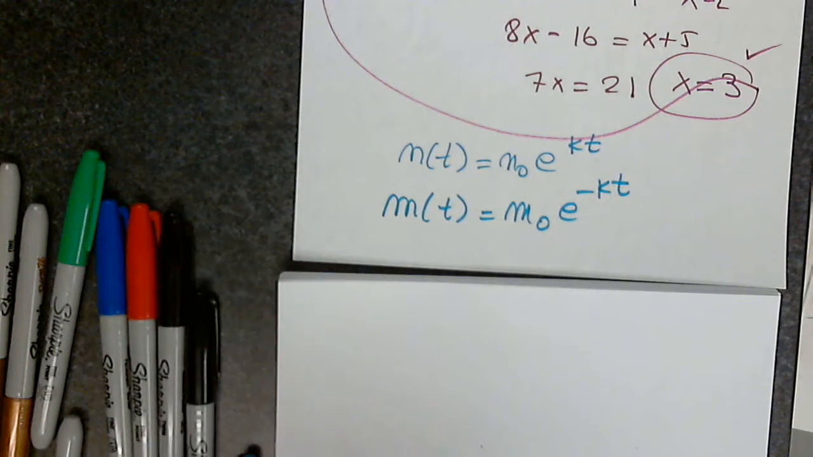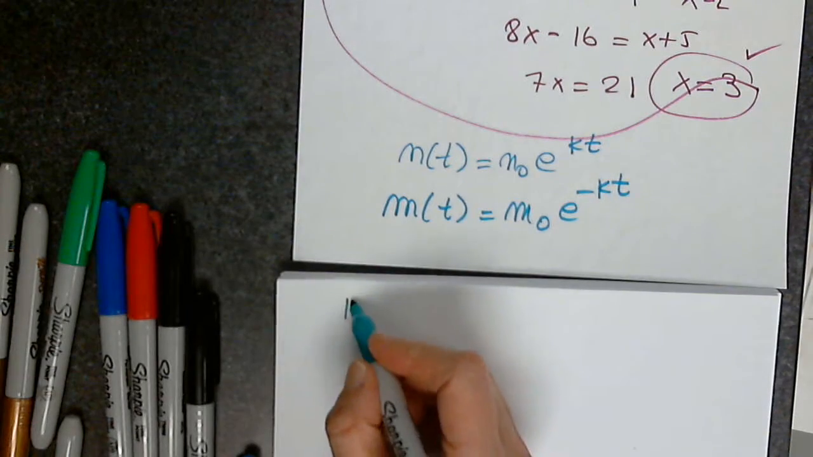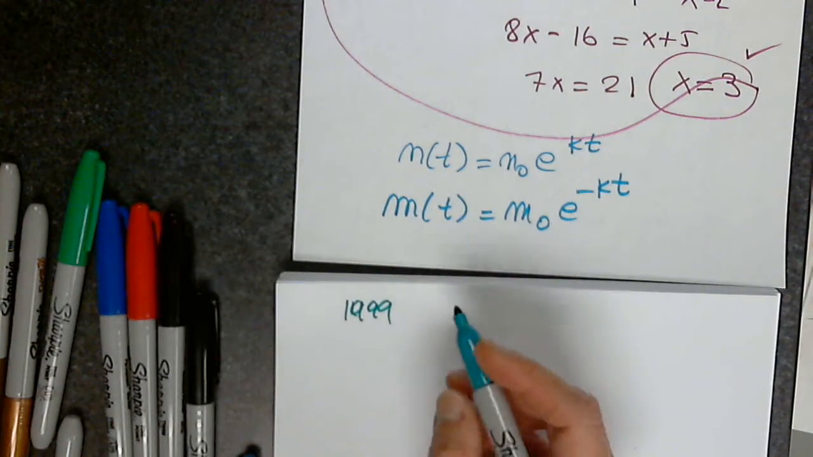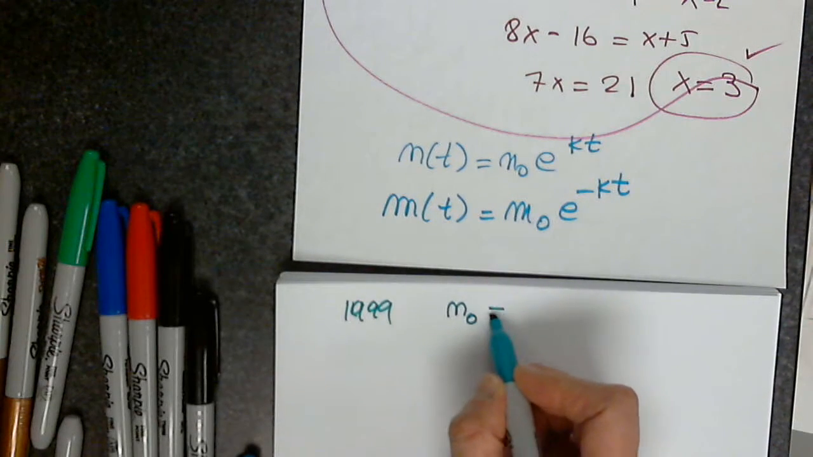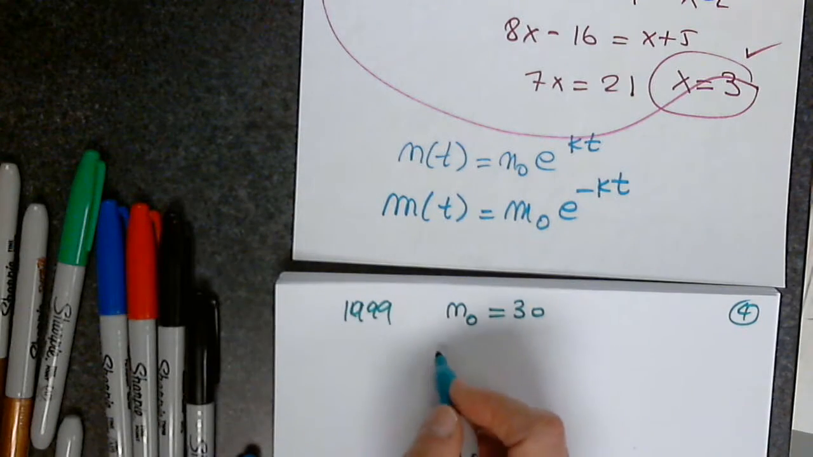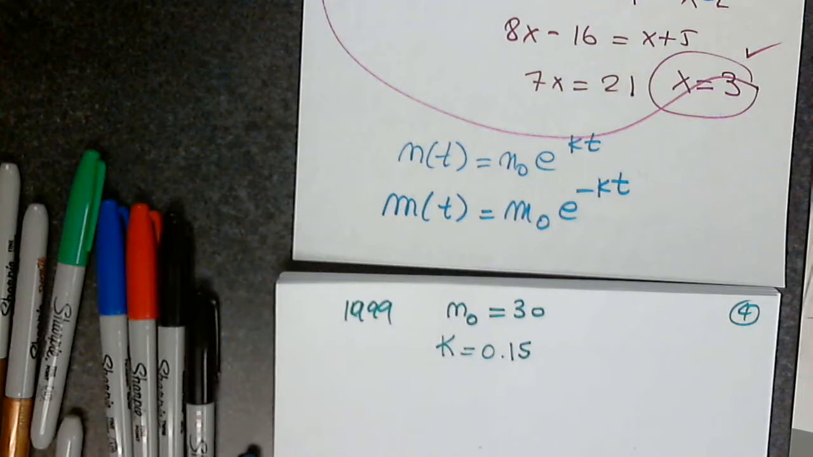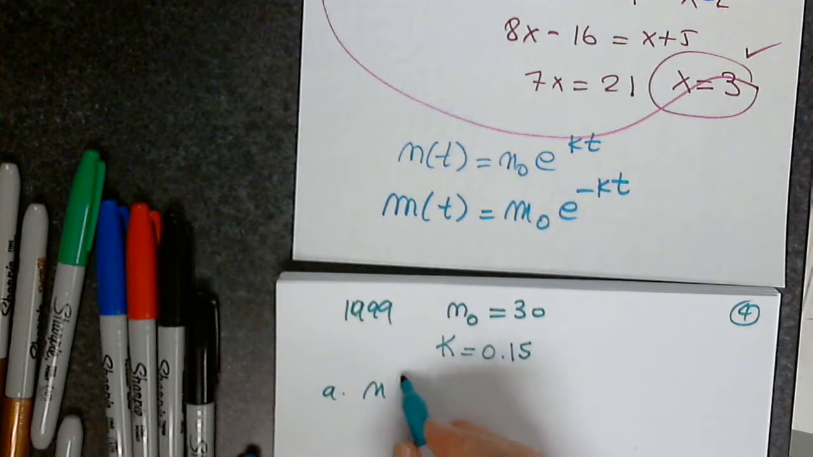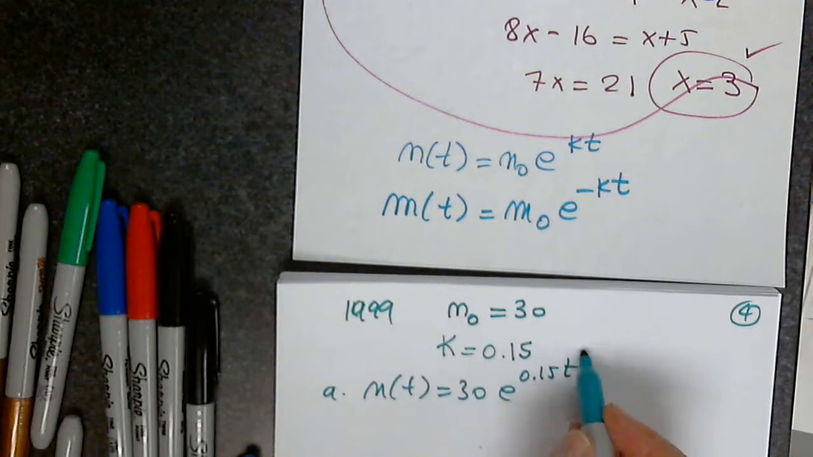Okay, perfect. The stray cat population grows exponentially in a small town. In 1999, the town had 30. So that is the number N0. And the relative growth, which is k, is 0.15, 15%. All I have to do is plug it in. In part A, N of t equals 30 e to 0.15 t. Done.